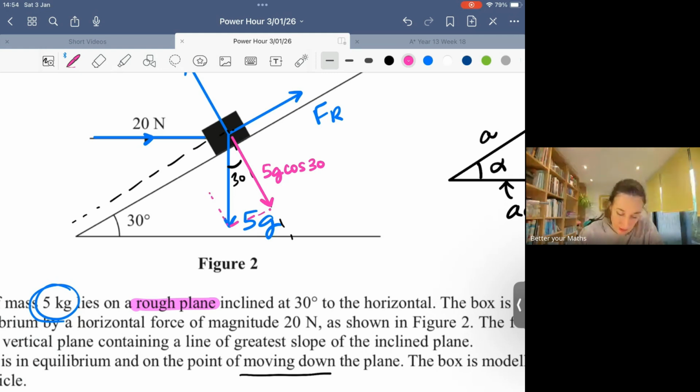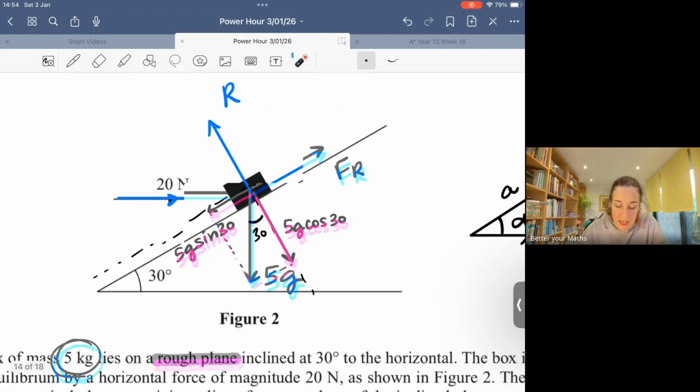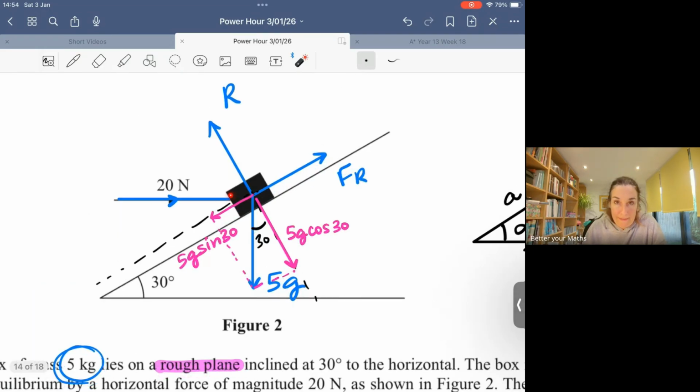And now the other component is going to be this one, that is going to be 5G sine 30. If one is cos, the other is going to be sine, yeah? Sine 30, this distance is the same. Now, I'm going to do the same with this one. So I'm going to find the component here, down, and the component here, down.